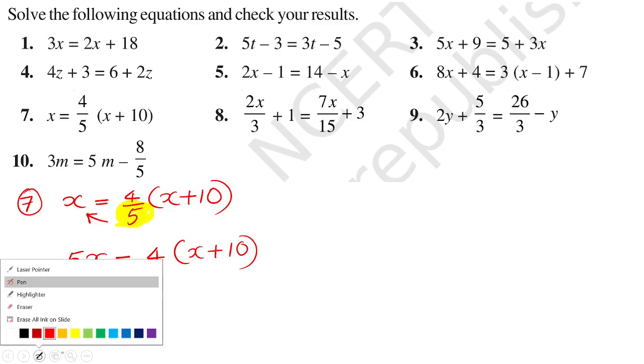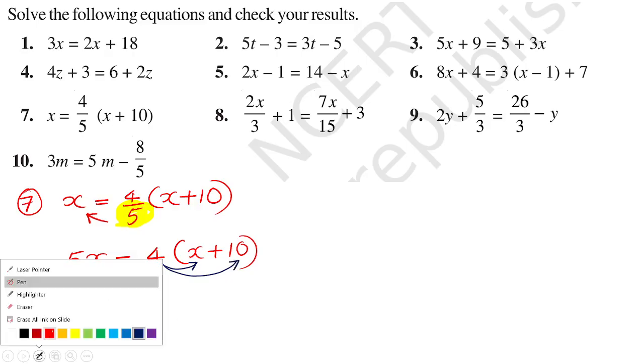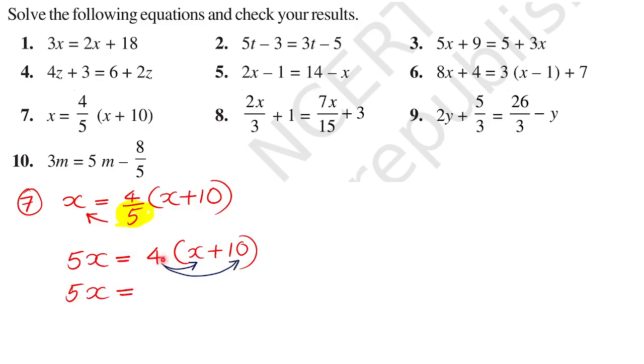Then I told you that if there is a bracket you must open it. In the previous question I discussed that the bracket should be opened. The 4 into is outside, so 4 is to be taken inside. 4x will be there plus 4 into 10, 40. The bracket should be opened.